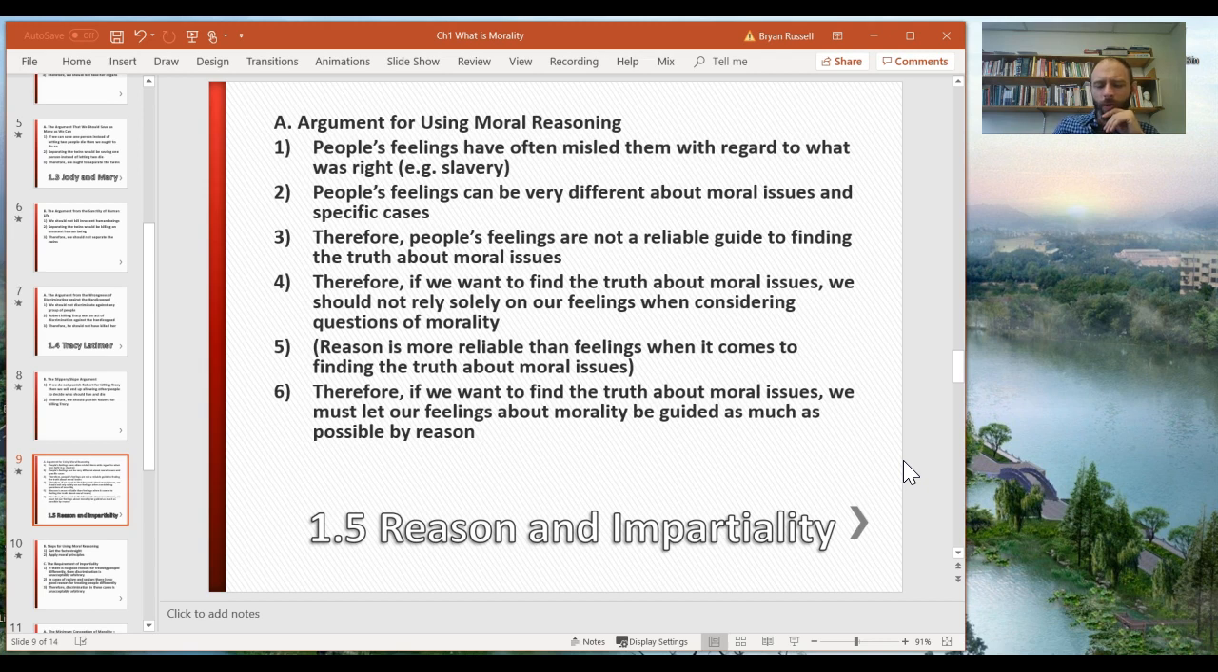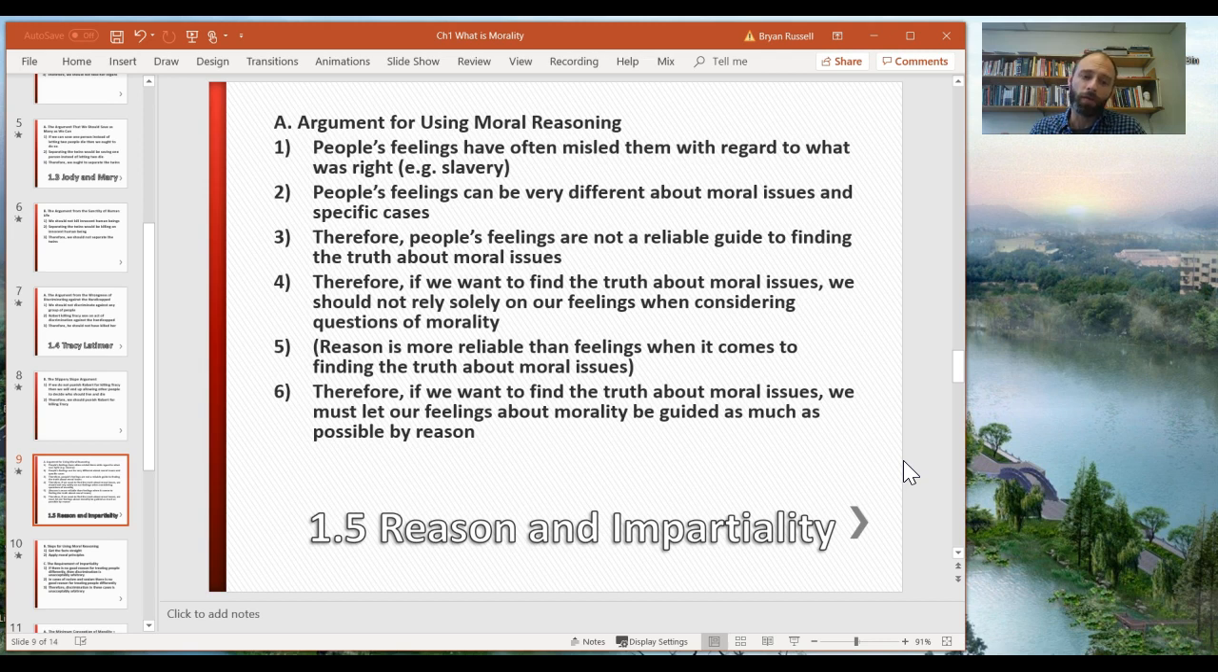Who's to say whether I was right with my gut feeling or whether my more informed, more reasonable stance was right? I tend to side with the reasoning. That's unsurprising. Rachels does too. So he argues, if we want to find the truth about moral issues, we must let our feelings about morality be guided as much as possible by reason. So he's not saying reject your feelings entirely.